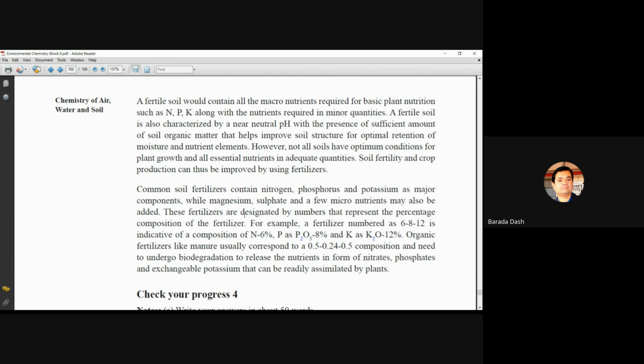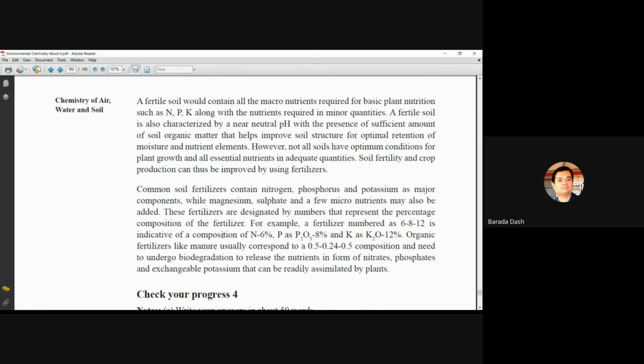Common soil fertilizers contain nitrogen, phosphorus, and potassium as major components, while magnesium, sulfate, and a few micronutrients may also be added. These fertilizers are designated by numbers that represent the percentage composition. For example, a fertilizer numbered 6, 8, 12 is indicative of a composition of 6% nitrogen, 8% phosphorus, and 12% potash.